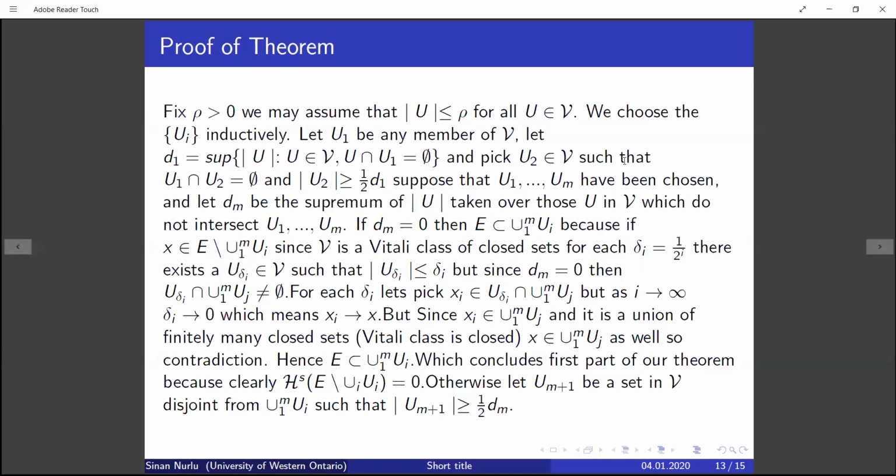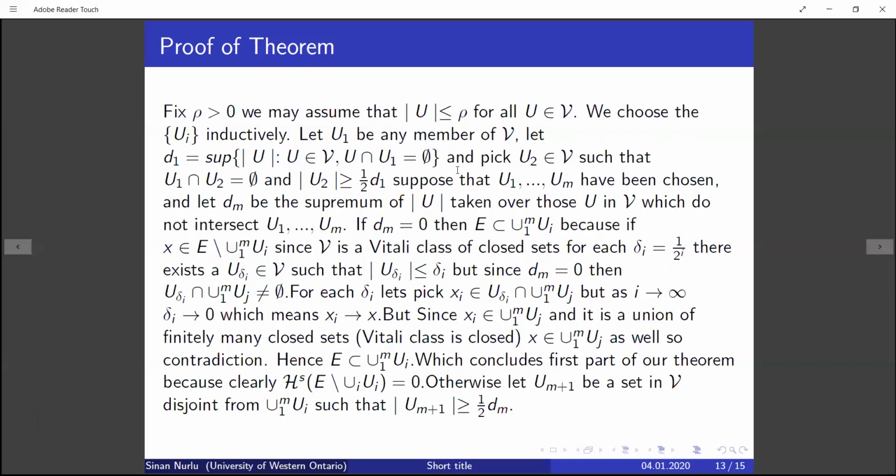And we pick U2 such that U1 intersection U2 is empty, and U2 is also in our Vitali class. And the diameter of U2 is larger than U1. Again, we can do this because, without loss of generality, we assume this supremum exists because they're all smaller than rho. So this supremum can be at most rho. And the second supremum, again, can be at most rho.